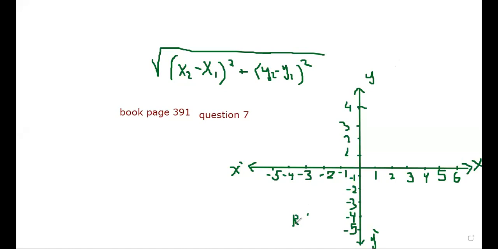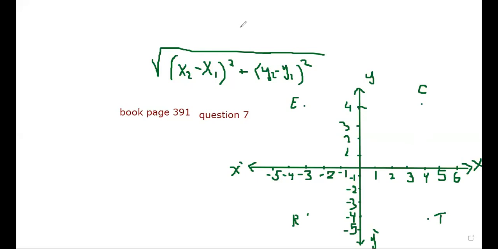Okay, second point is -3 and 4. So this is E. Third, C, 4 and 4. So this is C. And then we have T, 4 and -4. This is which letter? T, 4 and -4.